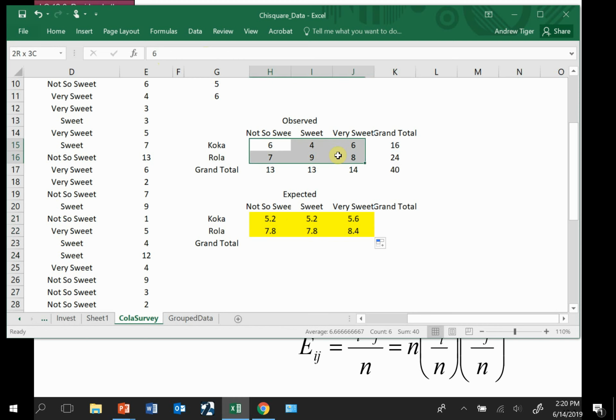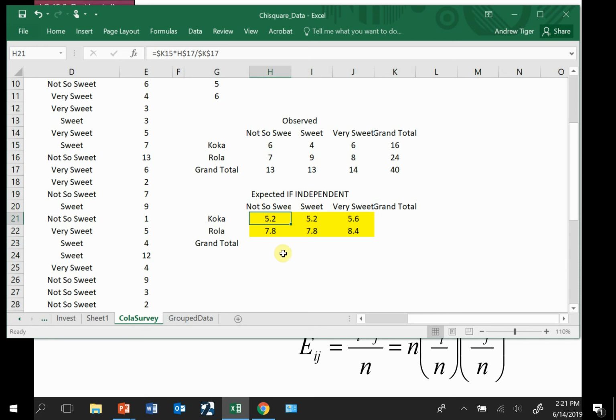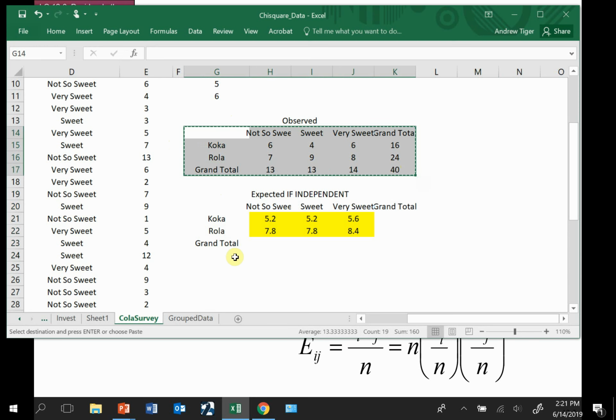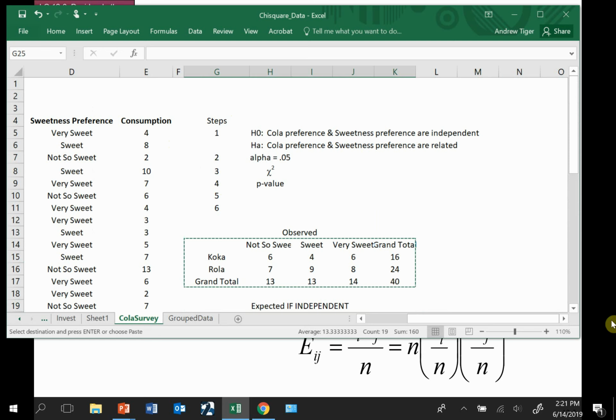This is what really happened. This is what I would expect to happen if they were independent. Expected if independent. So you can see there's a difference. There might not be a lot of difference, but there's a difference. So now we need to calculate the chi-squared stat. So I'm going to grab all this again. Actually, I'll start with this. Grab all this, go down, and now I'm going to calculate the chi-squared stat.